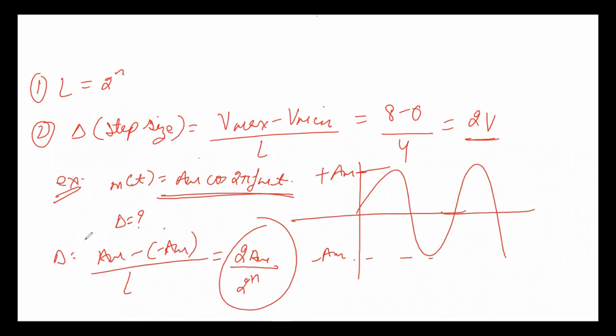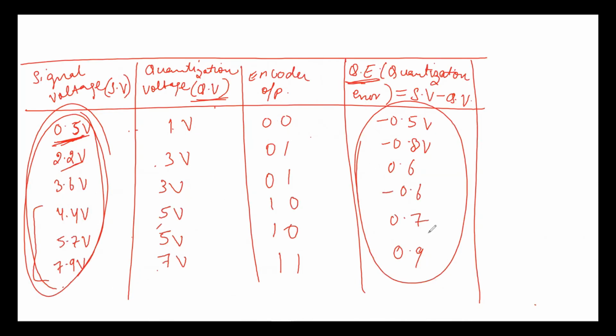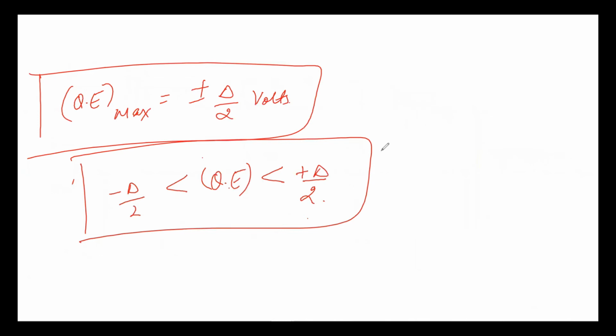So here in this table, if you see this quantization error, these values will range from minus 2 by 2 to plus 2 by 2, since my delta is 2. That will be minus 1 to plus 1. So these values will also come between minus 1 to plus 1. Okay, so this is a very important formula. You can note it down.